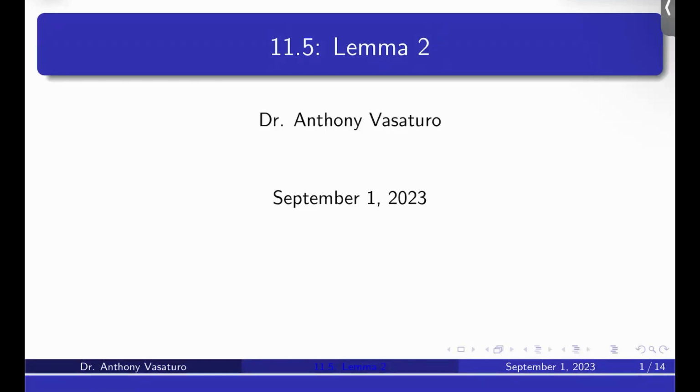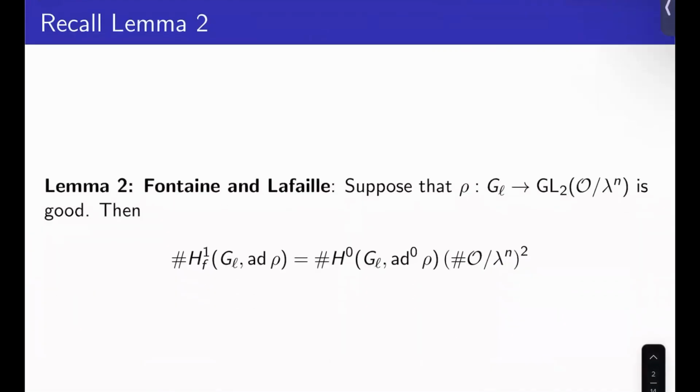Today we're going to be proving lemma 2 of proposition 1 from a couple of videos ago. We're going to need Fontaine's categorical equivalence to do this. And you're really going to see a common theme in modern number theory here, which is turning advanced, deep, complicated mathematics into something simple we can actually do, like linear algebra. So let's recall the lemma.